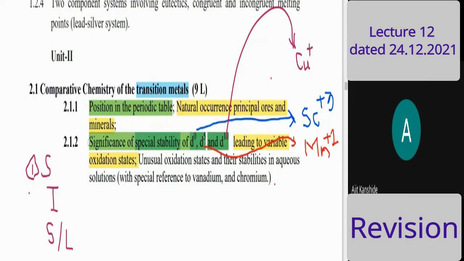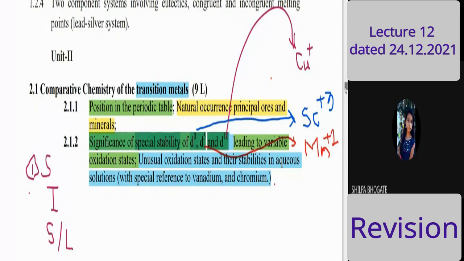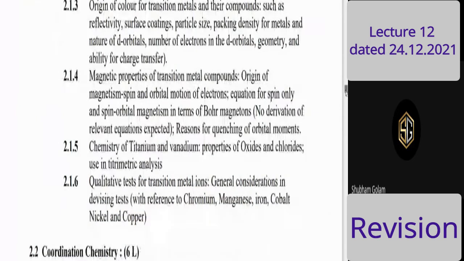2.1.2. So here it is complete. They ask about vanadium and chromium. We discussed the several metal ions. Is that point clear? Yes, sir.